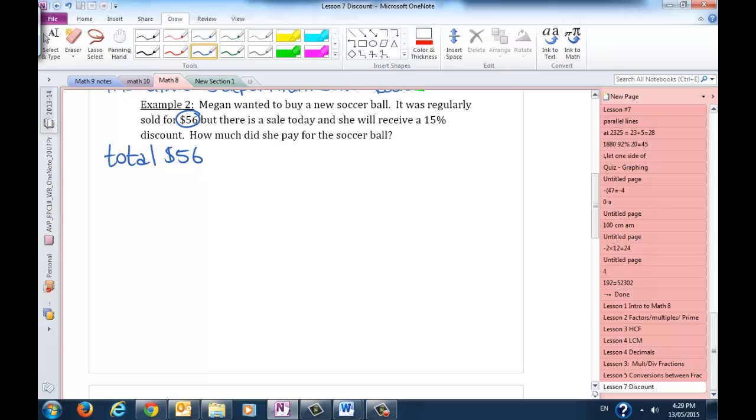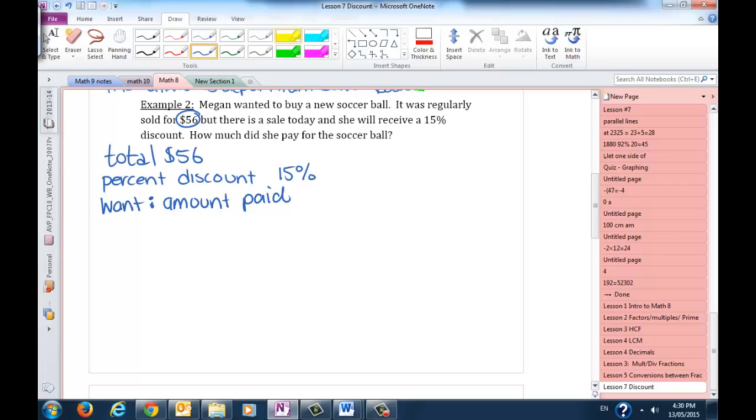It also gives me the percent discount, which is 15%, and it asks me how much she paid for the soccer ball. So I want the amount paid.